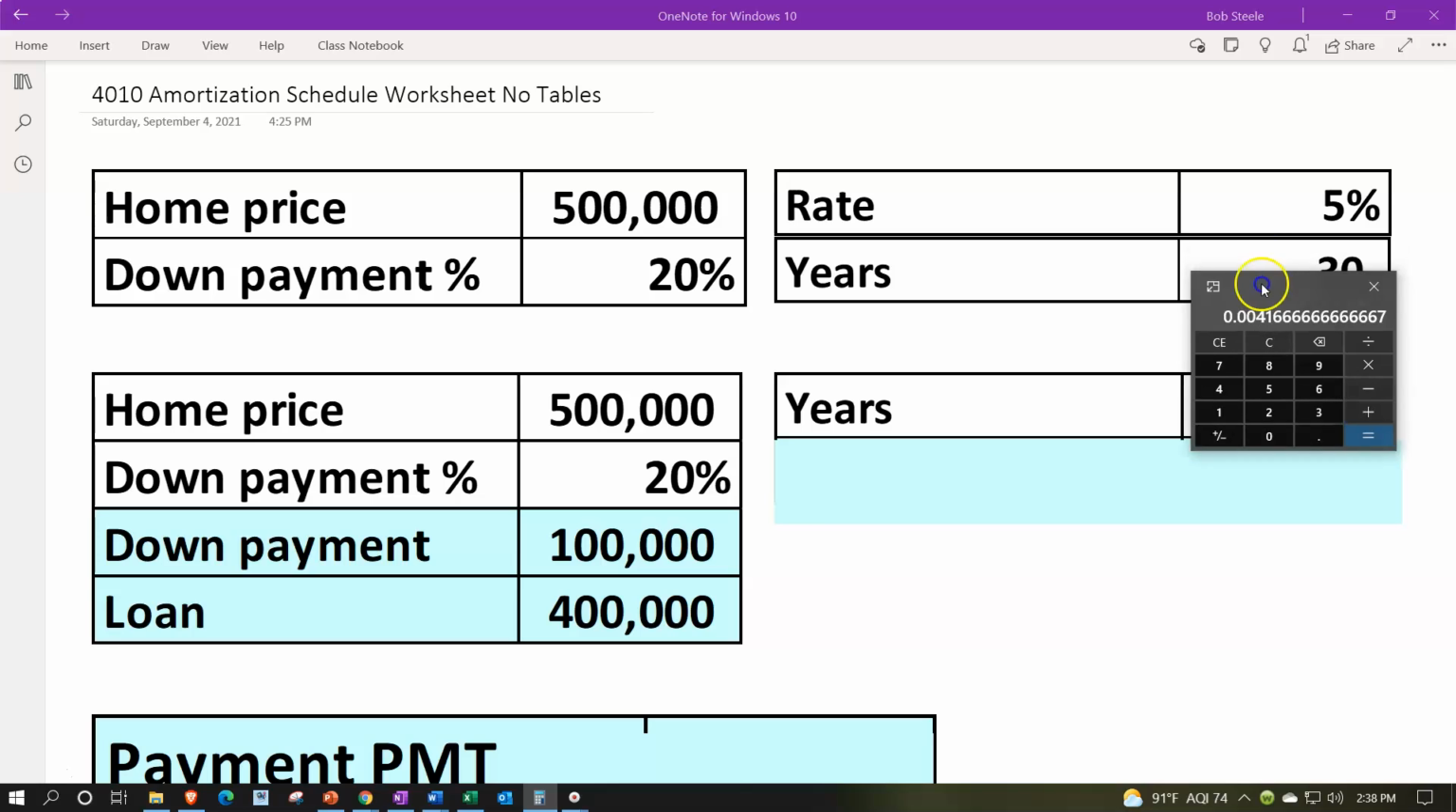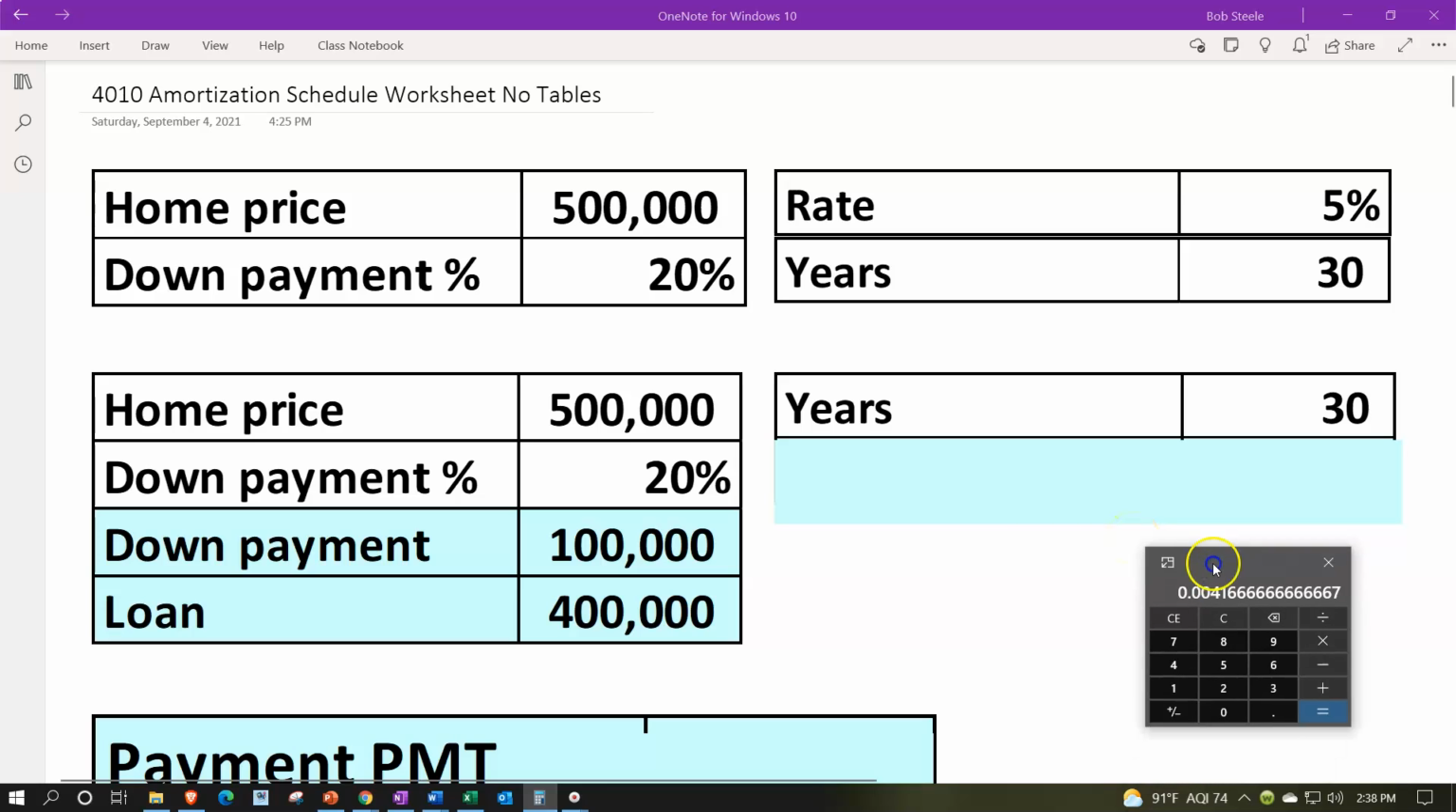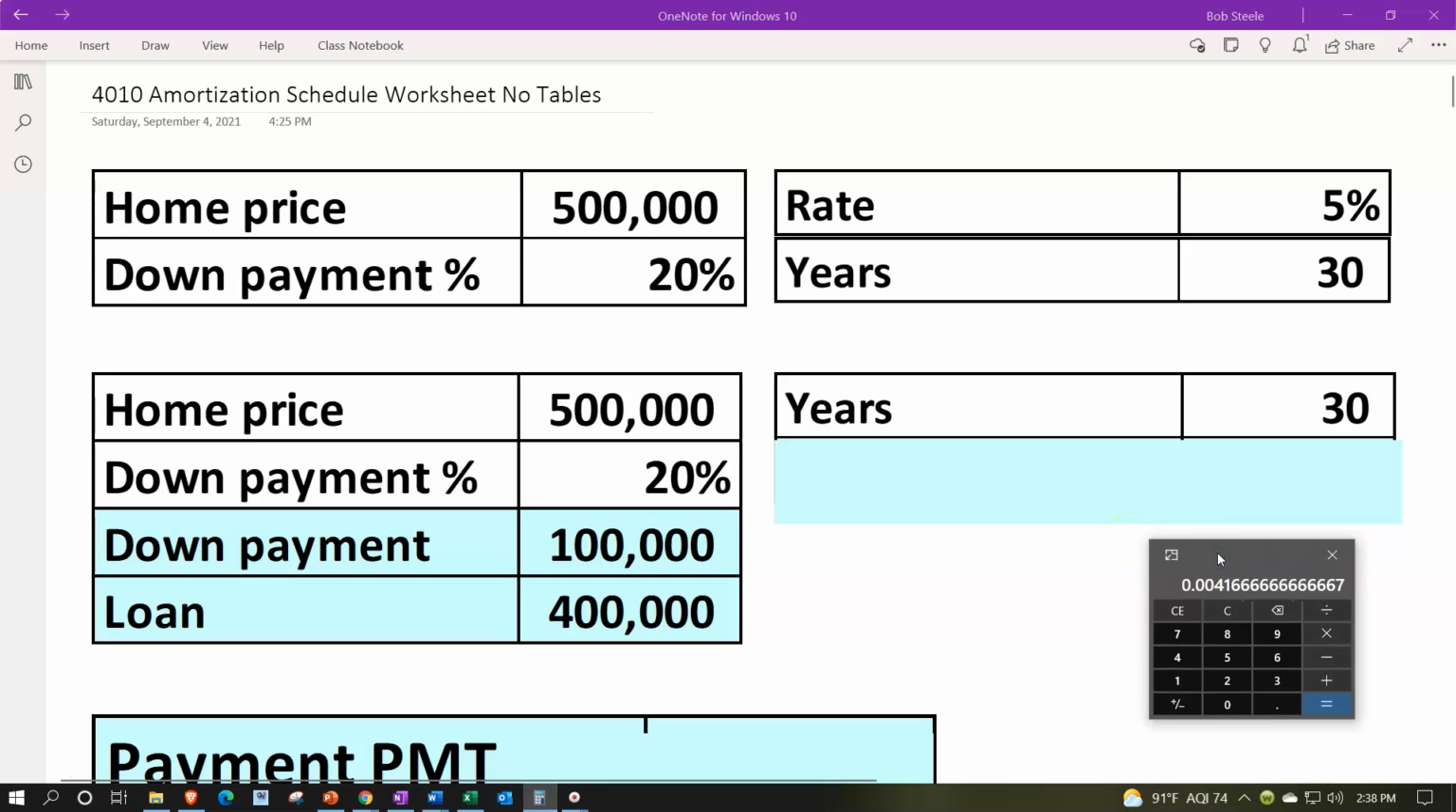However, we might see it as a monthly rate. We'll see that shortly. Then we have the years. Now the years, we typically say the term of these loans are in years, even though they're really in periods of months, because we're going to be repaying in monthly periods.